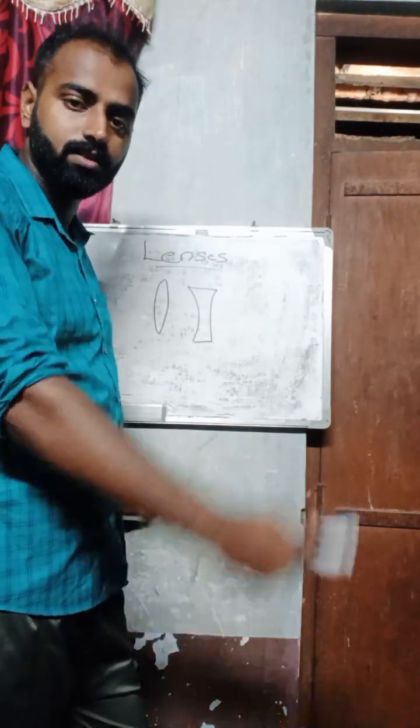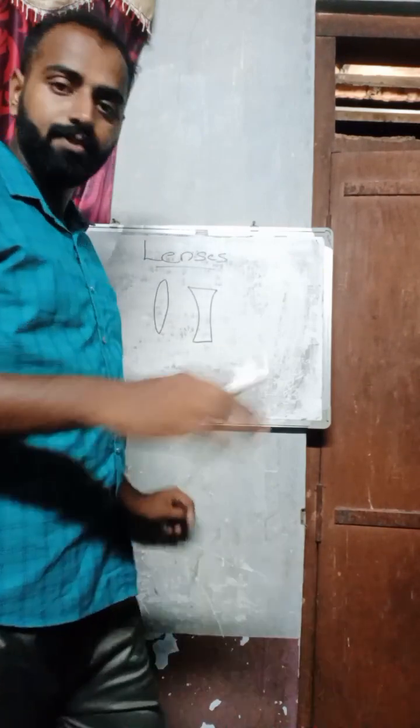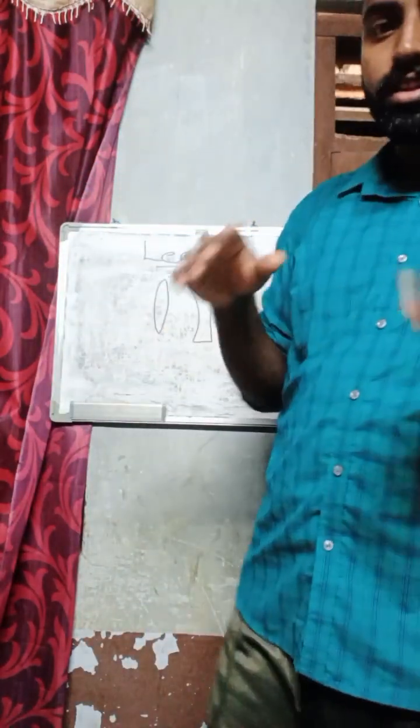What is the definition of a lens? The definition of a lens is a transparent refracting media bounded by surface. At least there should be one curved surface for a lens. You can see in concave lens, convex lens, there is at least one curved surface. So the definition of lens is a transparent refracting media bounded by surface, at least one curved surface. This is the basic definition of lens.